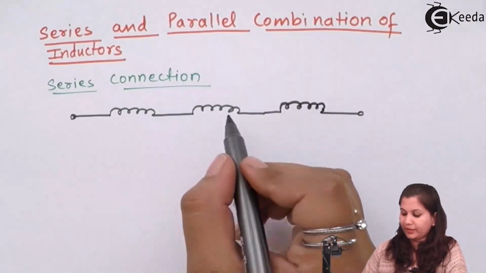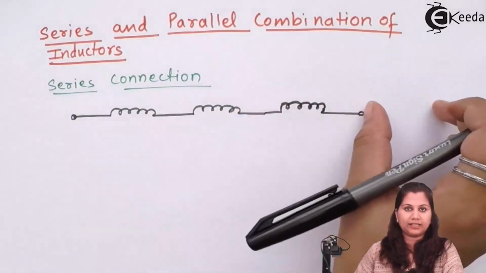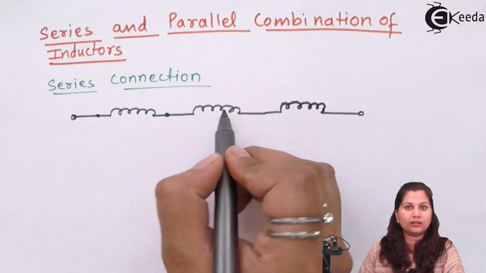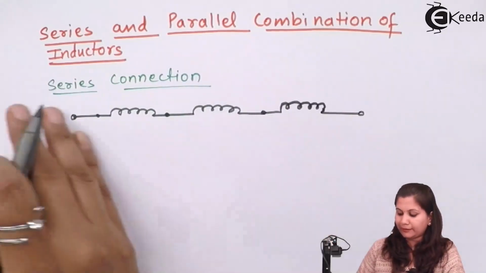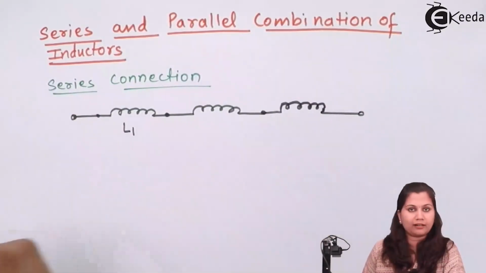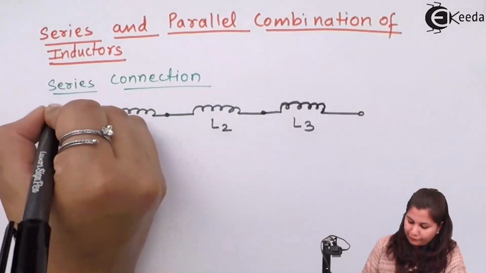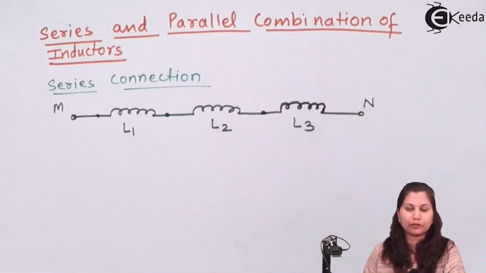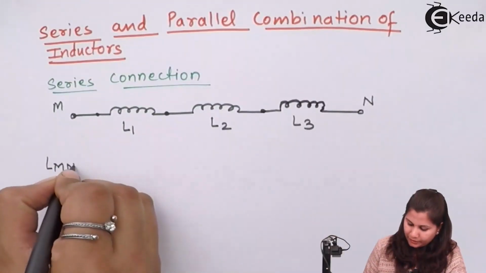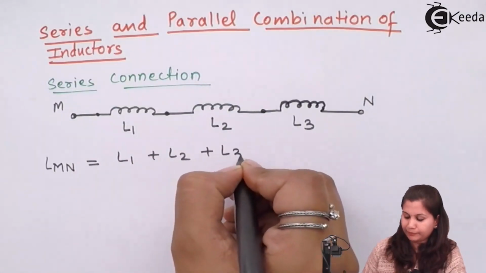So suppose that there are three inductors which are connected in series. Series means back to back, three inductors are connected with each other. One end of an inductor is connected with one end of another. This inductor has the inductance value L1, this is L2, this is L3. And we have to find out the resultant inductance between the points M and N. So LMN is given by L1 plus L2 plus L3.